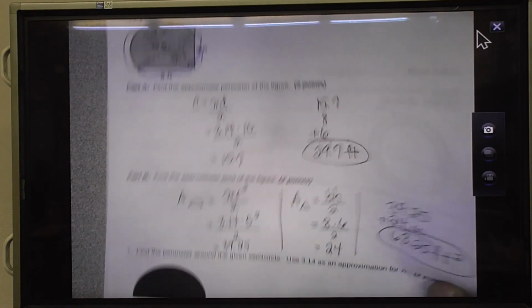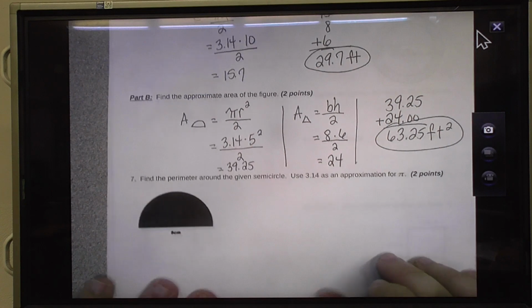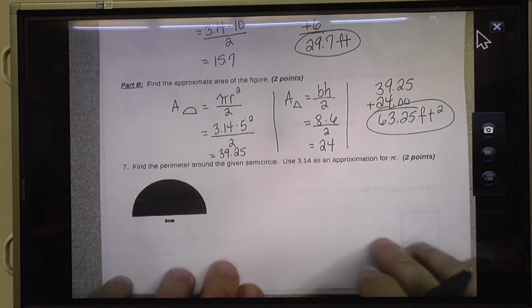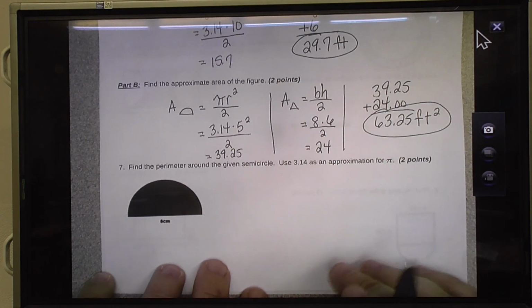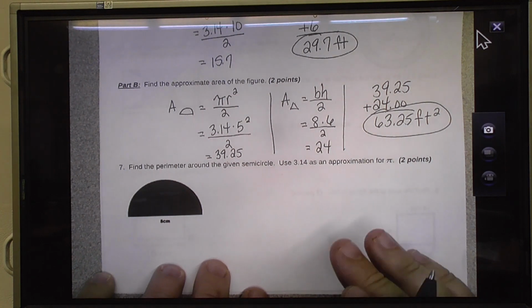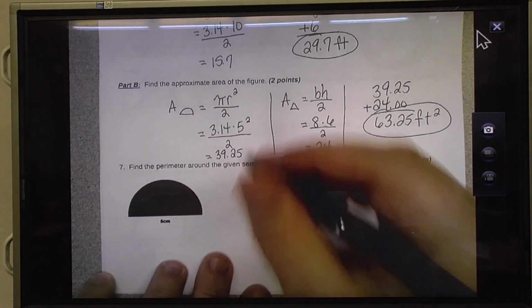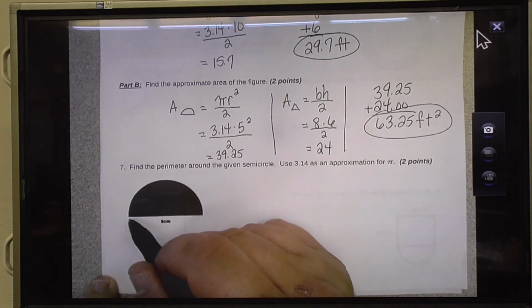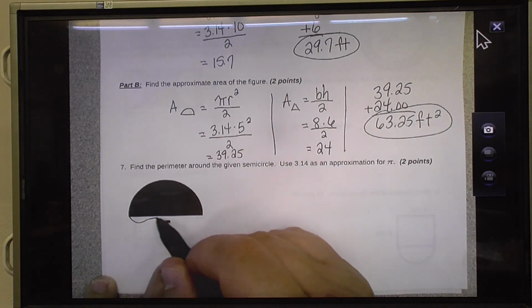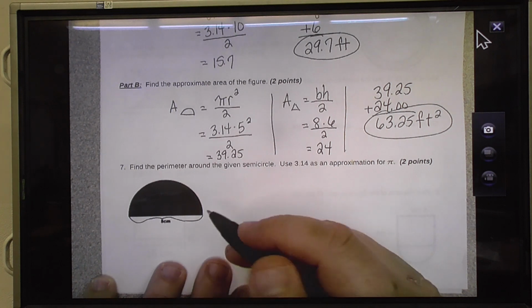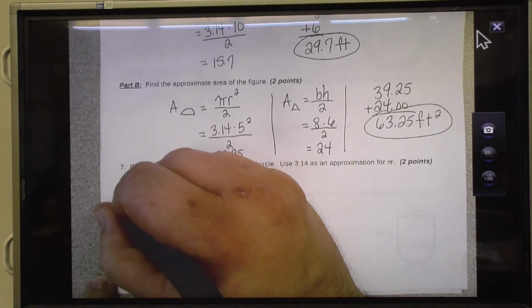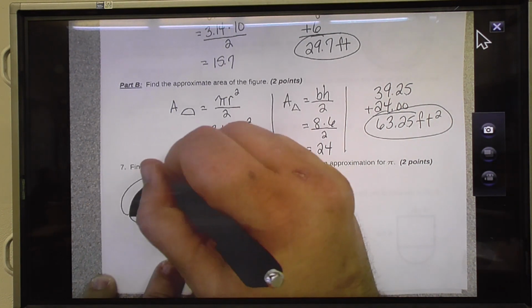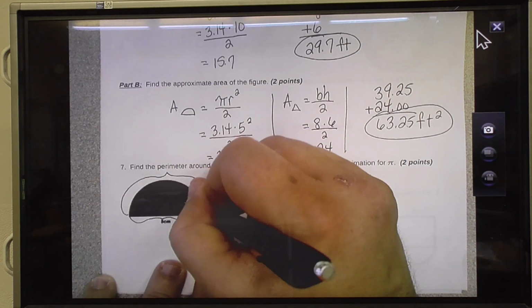Number 7. Some people made a really, really easy mistake, so they only got 1 point because they didn't do the whole perimeter. The perimeter is going to be the outside of the shape. So again, we need this line right here, which we already know is 8 centimeters. But what we don't know is the outside of our semicircle.